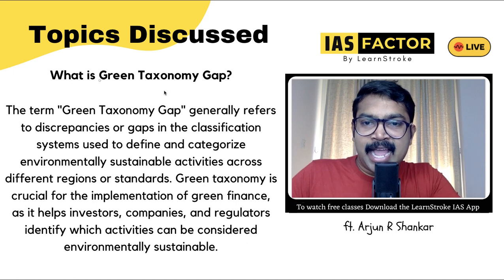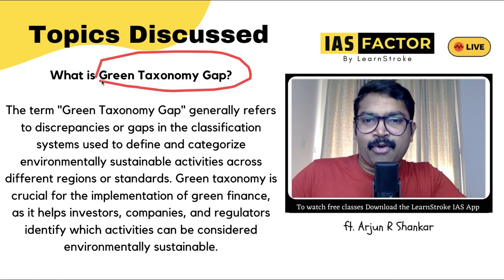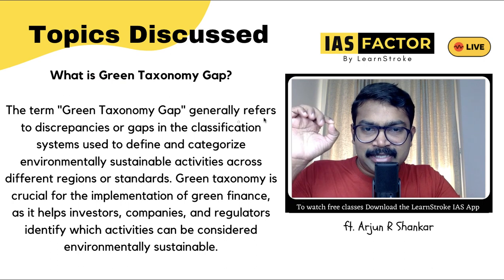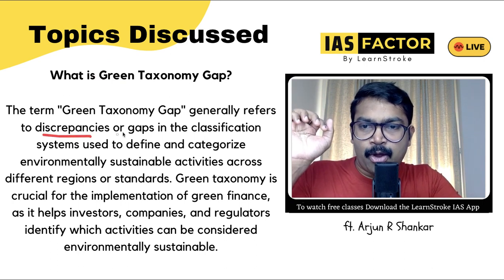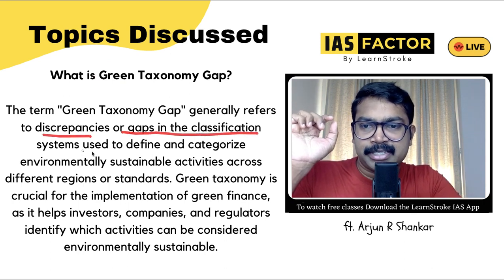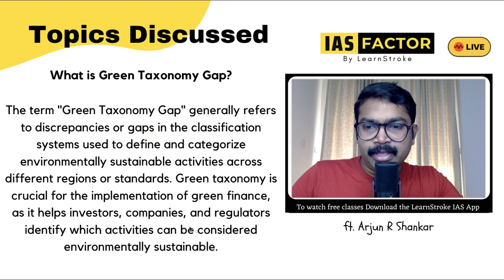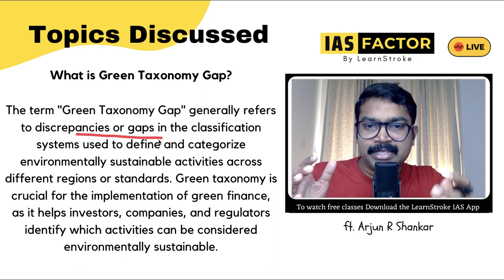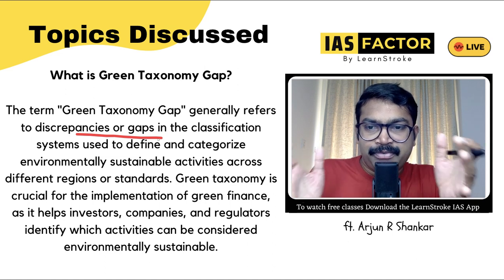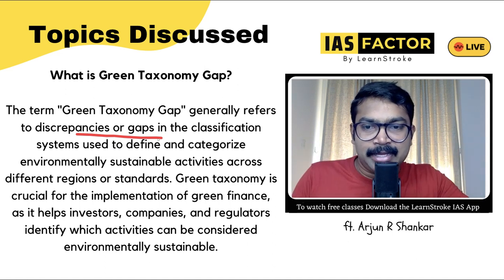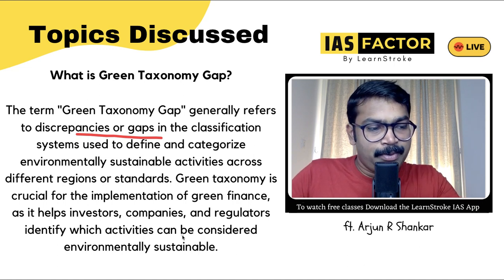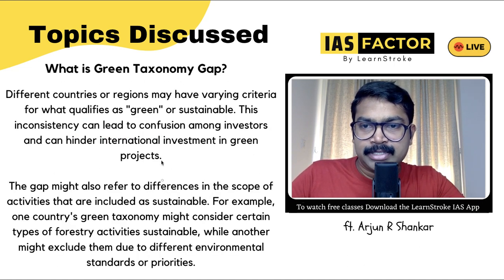So what is the green taxonomy gap? Let's simply understand what the green taxonomy gap is. It generally refers to a discrepancy or a gap in the classification systems used to define and categorize environmentally sustainable activities. It is a gap or a discrepancy in the classification used to define which is an environmental category or environmentally sustainable activity. I'll give you a simple example to understand.